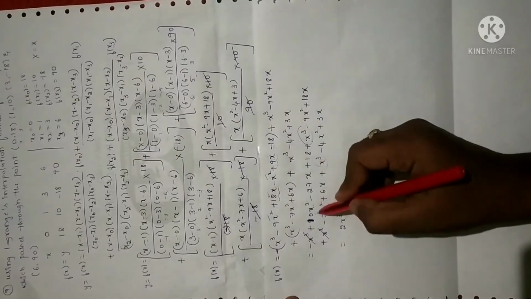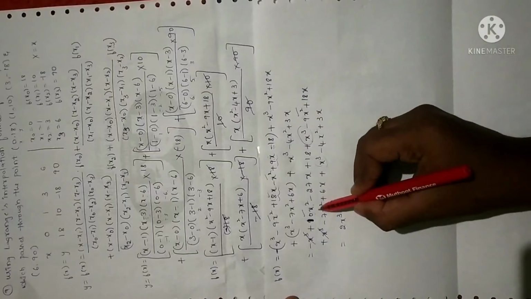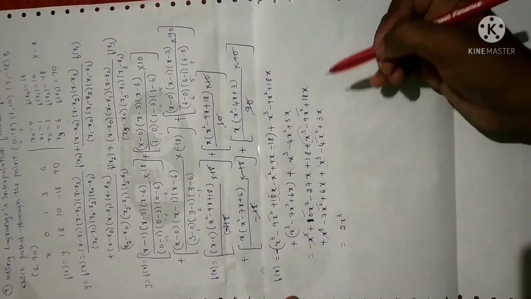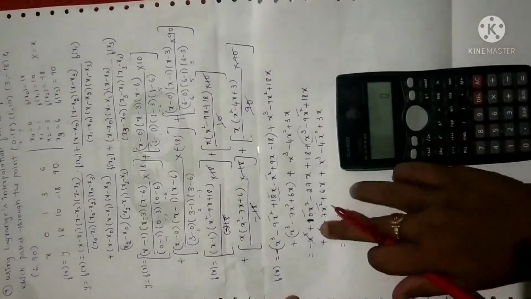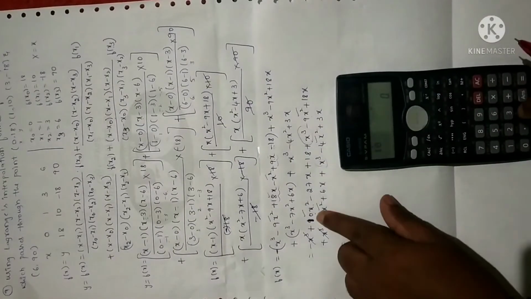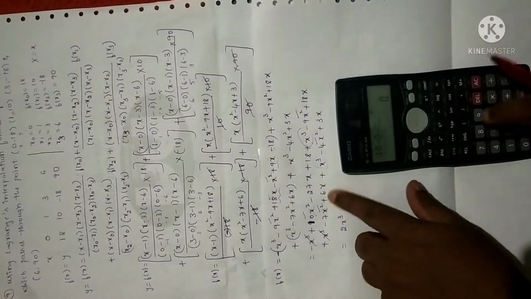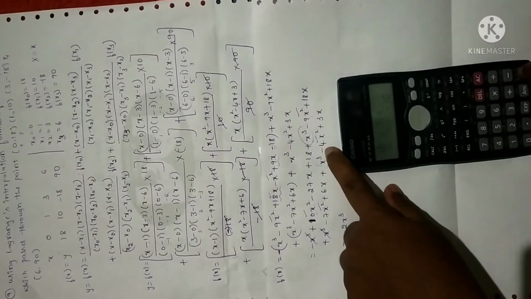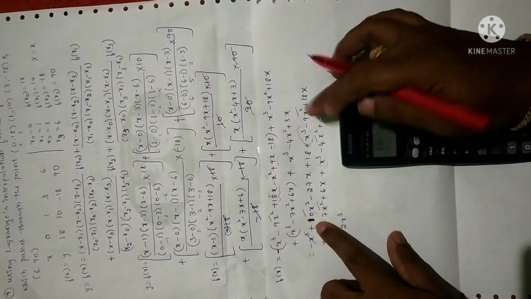Next let me simplify the x square terms. See here, 10x square minus 9x square minus 7x square minus 4x square. So 10 minus 9 is 1. If you are finding difficulty, you can use a calculator. See here, 10 is the x square coefficient, next minus 9, next x square coefficient minus 7, next x square coefficient minus 4. See here, 10 minus 9 is 1.